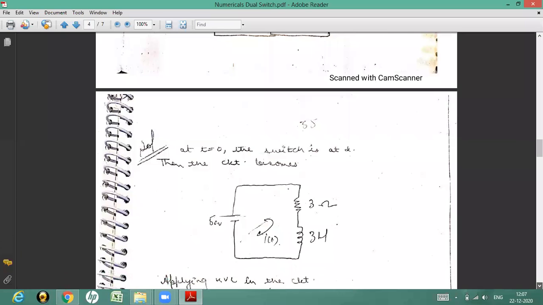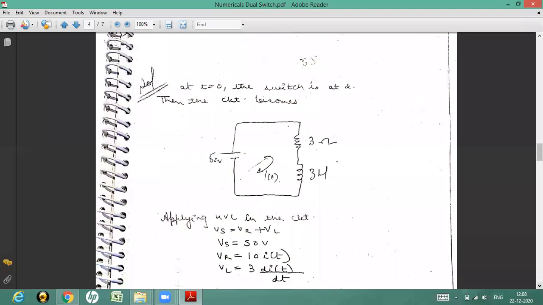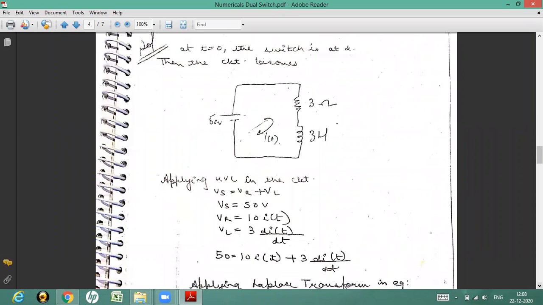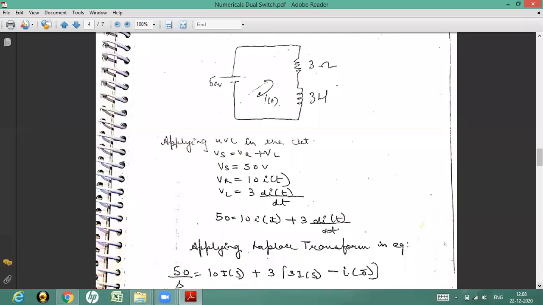I can apply the KVL in the circuit. Source is equal to load. Vs is equal to VR plus VL. Here, the source is equal to 50 volt. VR is equal to IR, that is V is equal to IR, 3 into I of t. VL is equal to L di by dt, that is 3 di by dt. I can substitute these values as 50 is equal to 10 I of t plus 3 di by dt. Okay. Now I can apply the Laplace transform as I had already done in the previous numerical.